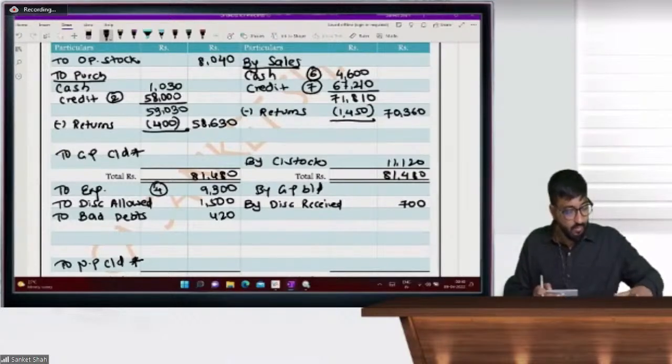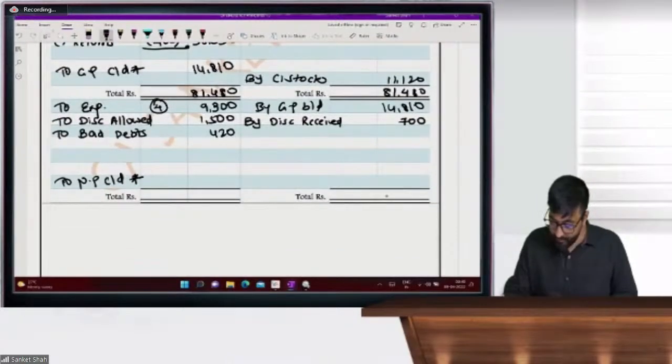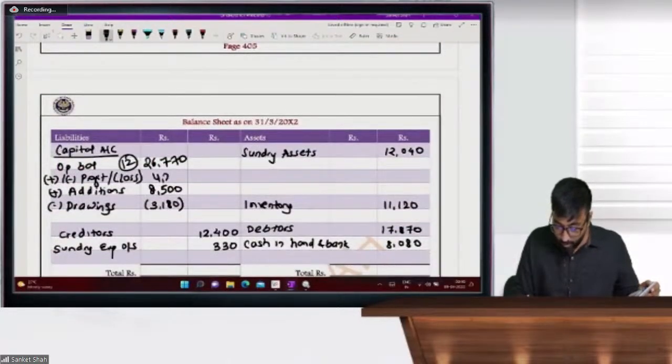$14,810 plus 0.7, 15,510 minus 9.3 minus 1.5 minus 420, 4290, and that profit you are going to add, 4290. So your closing capital will be 36,380.